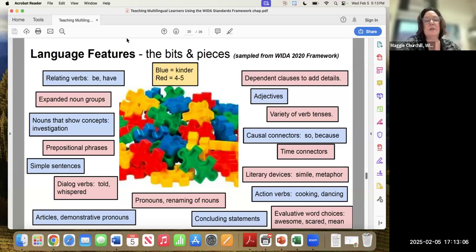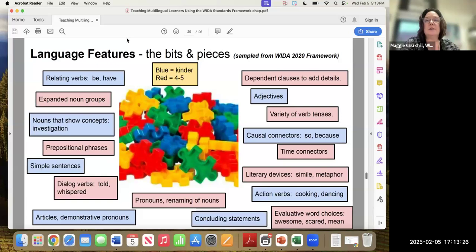So kindergartners have to be able to use the relational verbs like the verb to be and the verb to have. They have to be able to use nouns that show concepts. Okay, class, today we're going to do an investigation. What's that? Right? So investigation is a big word. It's a noun and it's a concept. It's a thing. We can't always see it, right? It gets a little tricky.